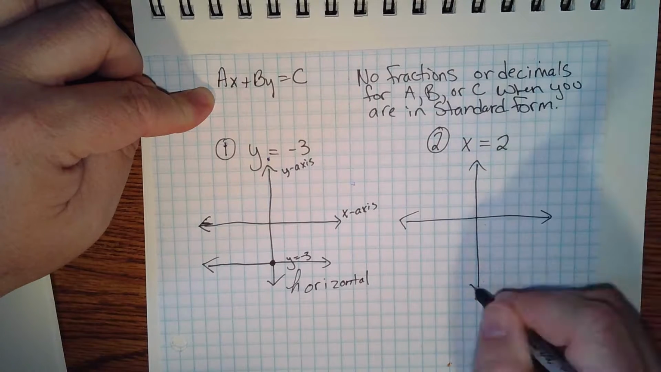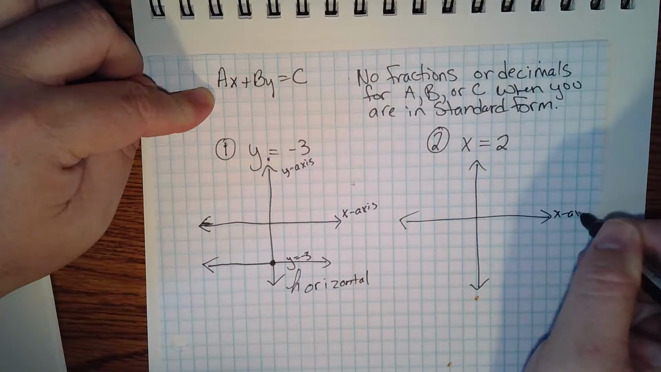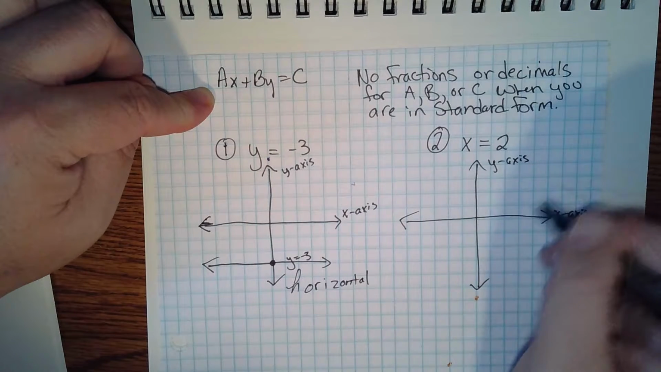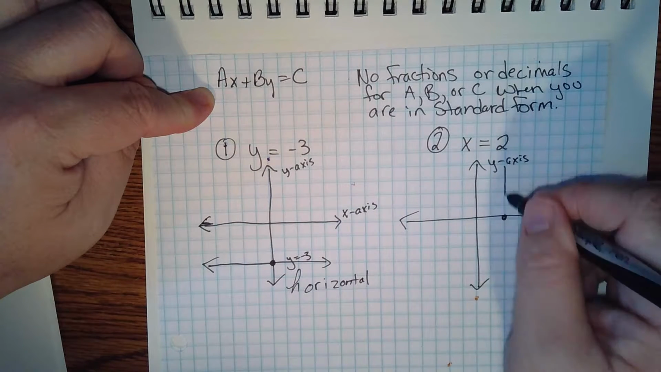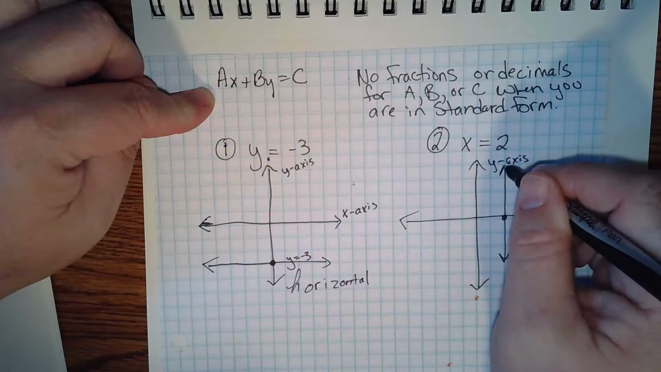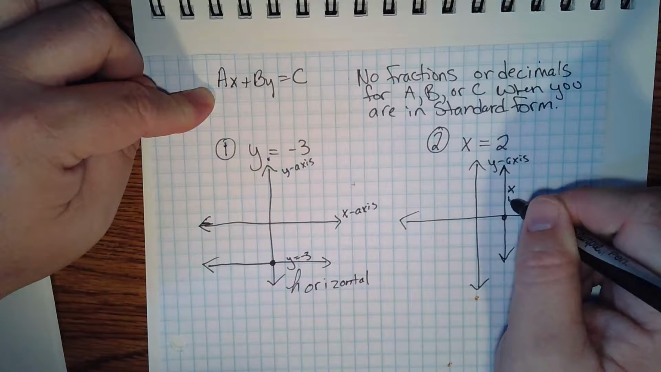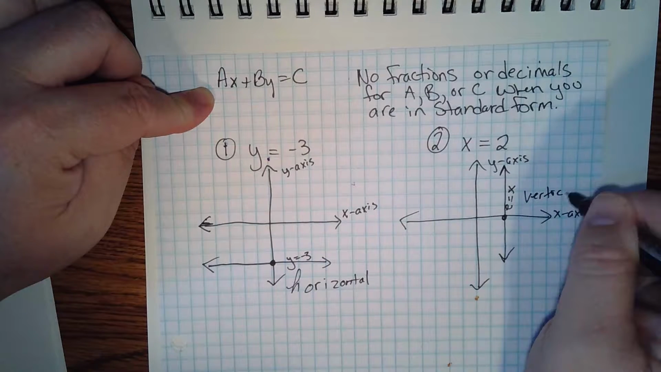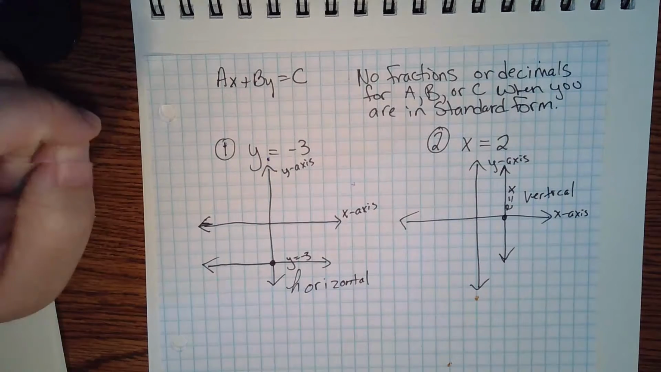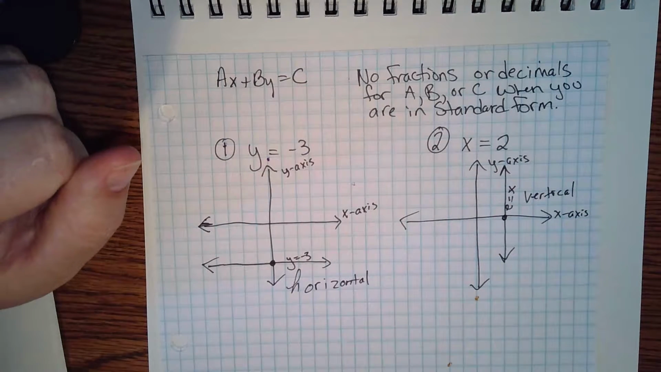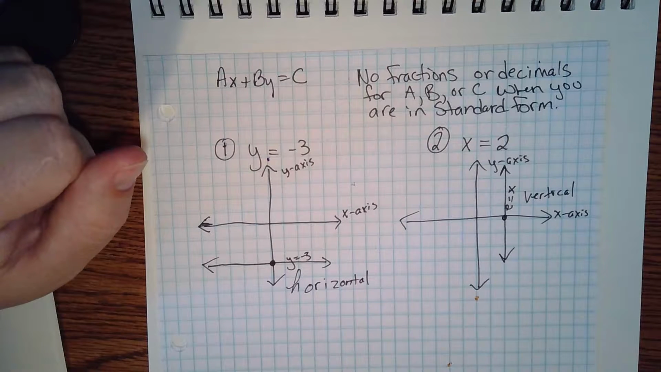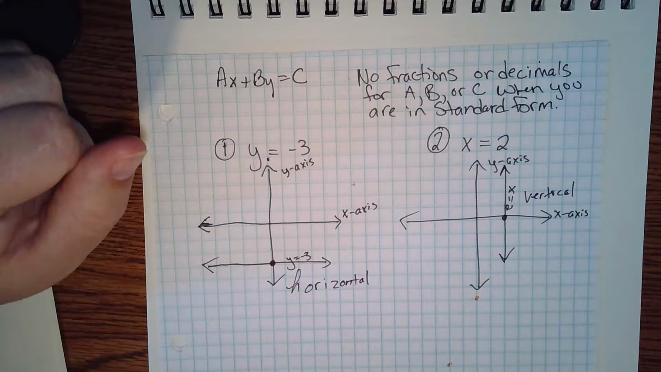So once again, this is my x-axis. This is my y-axis. This right here is 2. So if I go straight up and down, which is what we said, x equals 2. So this right here is my vertical line. So make sure that you have these examples noted, because this is going to help you with some of what I call the trick graphing that you will encounter.